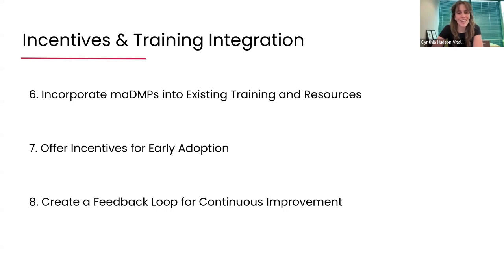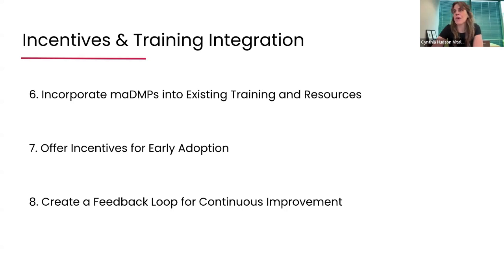Another fun idea is to offer incentives for early adoption. Early adopters, as we know, can help pave the way, but they sometimes need a reason to go first. So consider offering incentives such as recognition, small seed grants, or technical support for departments or faculty who pilot maDMPs. You might also highlight them in campus communications or research showcases.